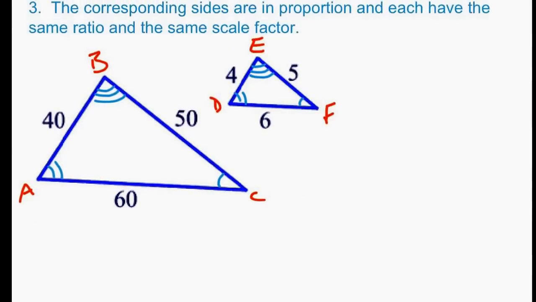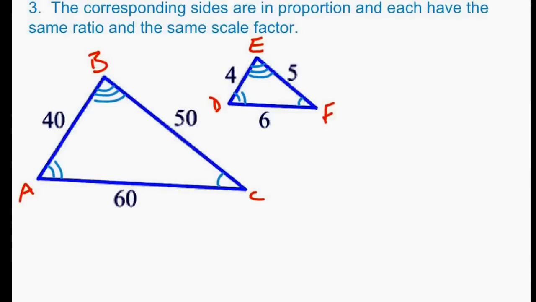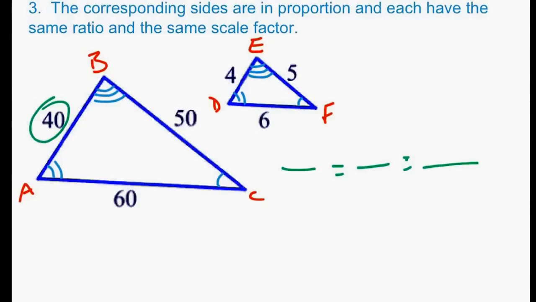All right, number three. The corresponding sides are in proportion, and each have the same ratio and the same scale factor. All right, that sounds a little wordy, but that's not a big deal. So all I'm talking about here is in proportion. So let's make up some proportions here, and you'll see. So first off, I have to find the corresponding side. So this side right here, segment AB, well, that corresponds to this segment DE. Okay, they're both in the same position.